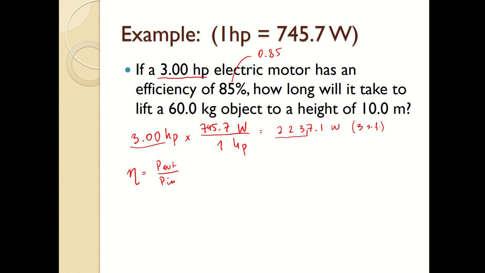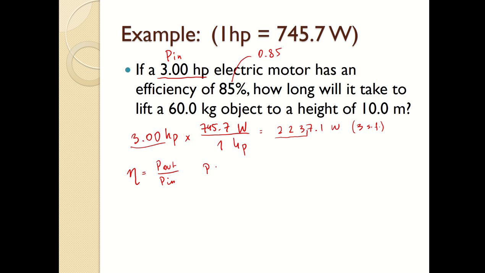Now, what is power out? What is power in? Whenever you see a rating on an appliance, that means that's the amount of energy that it uses. So that's going to be your power in. So the power in is given, the 3 horsepower, and then we don't know the power out, but we can find it if we manipulate this equation to solve for the power out.